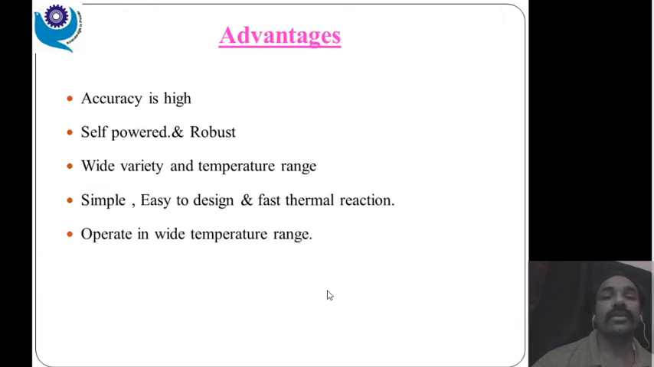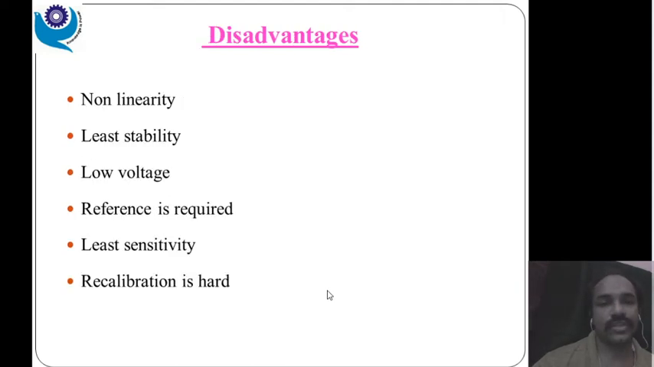So the advantages of thermocouple, if we see: accuracy is high, right? Self powered and robust, fine. Wide variety of temperature ranges, which we have seen already, the types of thermocouples are there. Simple, easy to design and fast thermal reaction, right? And similarly it operates in a wide temperature range.